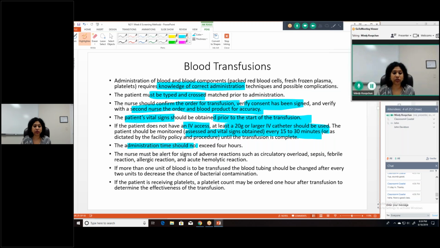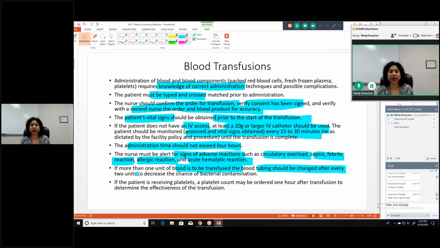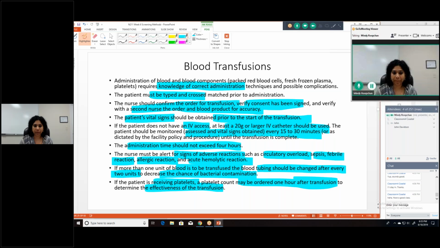The administration time should not take longer than 4 hours. The nurse has to be on alert for signs of adverse reaction: circulatory overload, sepsis, febrile reaction, allergic reaction, acute hemolytic reaction. Anything can happen, even if they've had blood before. If more than one unit of blood is to be transfused, the tubing should be changed after every 2 units to decrease the chance of bacterial contamination. If they are receiving platelets, a platelet count is ordered about 1 hour after infusion to make sure it's effective.